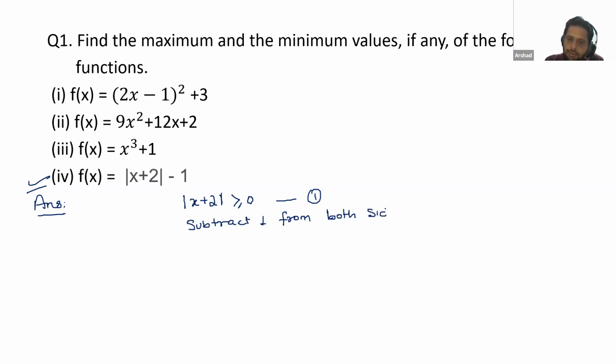So what you will get here: mod x plus 2 minus 1 is greater than or equal to minus 1. Now this is your actual question. So what we are saying is that f(x) is greater than or equal to minus 1. Now for this function, can anyone tell me the minimum value of this function?